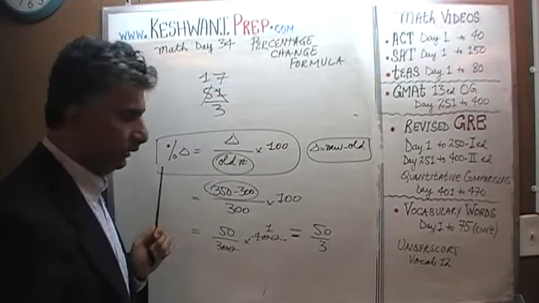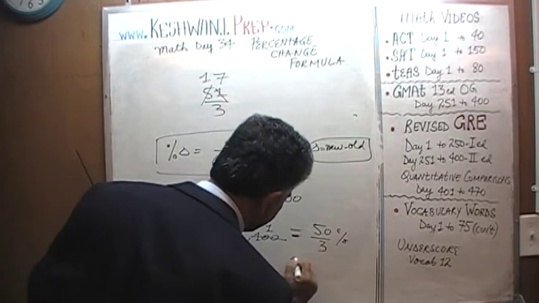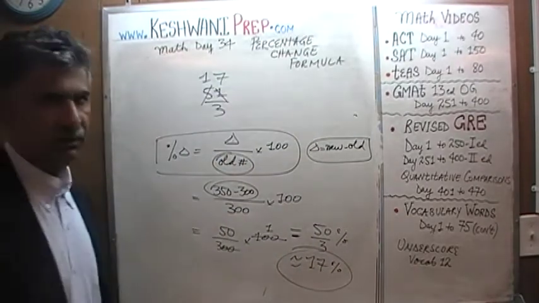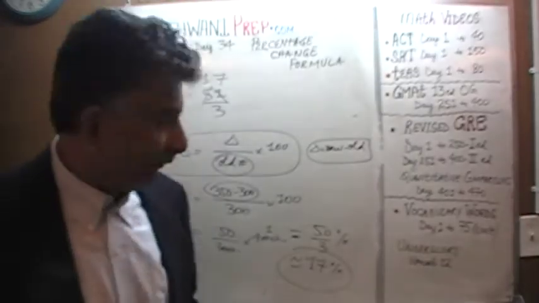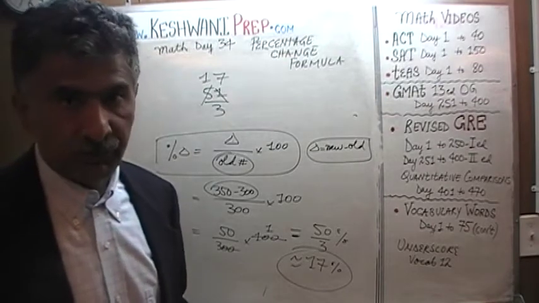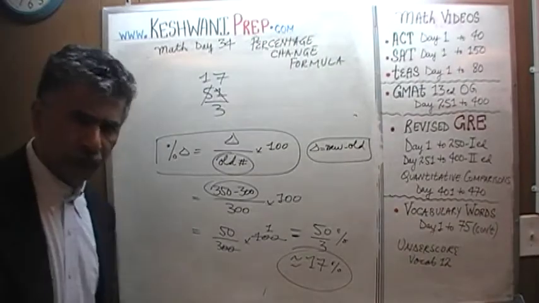So it turns out that this is what it was. It was 50 over 3 percent, which is approximately 17%. And of course, these being multiple choice exams, one of the answer choices is going to be 17, and that's what you need to pick. Do you understand? The one that comes closest to it is 17%. Let's do one more, shall we?